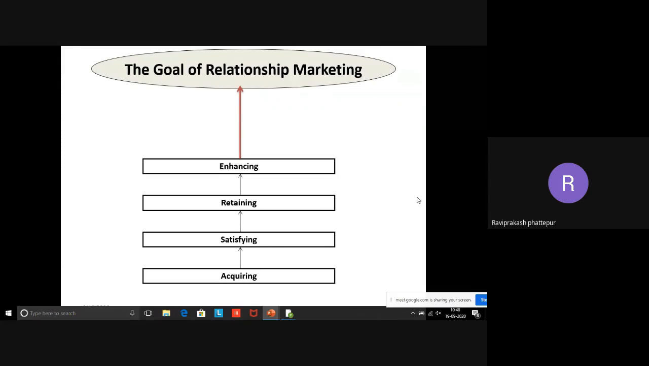So these are the four things. First, when the customer is a stranger, we need to acquire him. When he is an acquaintance, he should be satisfied. Next stage, when the customer is like a friend, we need to retain him. And when the next stage, that is customer as partner, we need to enhance his service delivery or enhance the satisfaction level that he is getting in the previous stages. Okay, so this is the ultimate goal of relationship marketing.